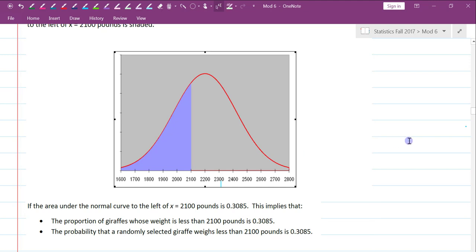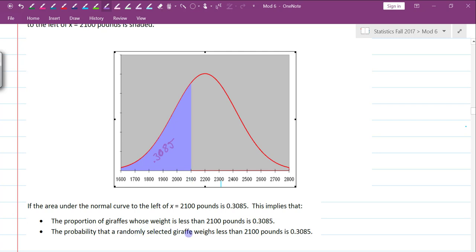Now, if the area under the normal curve to the left of x equals 2,100 pounds is equal to 0.3085, so what we're saying is the area under the curve right here is 0.3085. This implies that the proportion of giraffes whose weight is less than 2,100 pounds is 0.3085, or almost 0.31, okay?